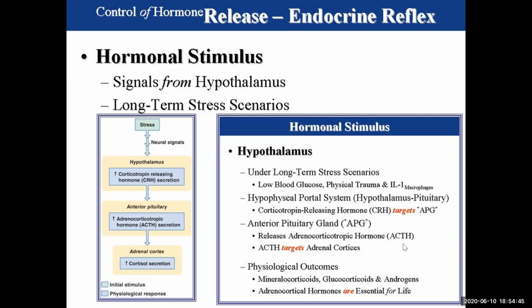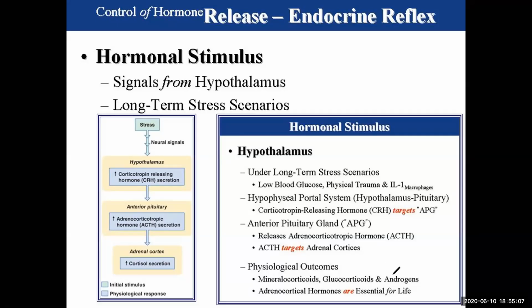ACTH, adrenocorticotropic hormone, uses the bloodstream, leaving the anterior pituitary at the base of the brain, going all the way down to the adrenal glands, specifically the adrenal cortices, the right adrenal cortex and the left adrenal cortex. Those produce the three families of steroid hormones. They are essential for life: if you have a traumatic injury and both adrenal cortices are completely lost, you have 24 to 48 hours to live. Without the adrenal cortices, we cannot sustain life. This is very, very important. These three families of steroid hormones, the mineralocorticoids, glucocorticoids, and androgens, are required for life, and this is under long-term stress.